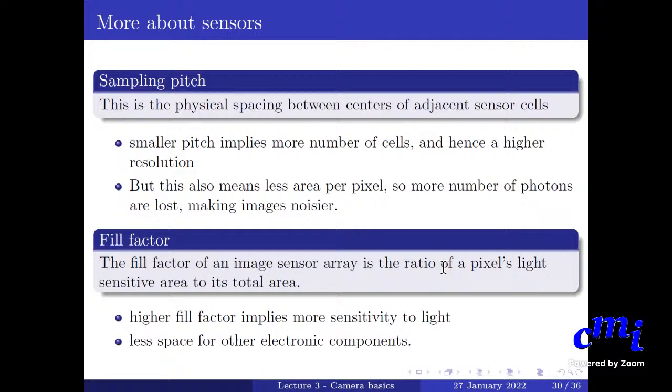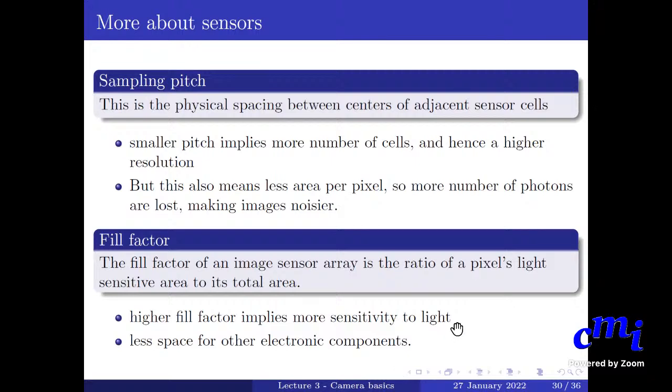On the manufacturing side, this is not the best thing, because if you arrange more pixels or larger cells, then there is less space for other components that have to also go on the sensor.